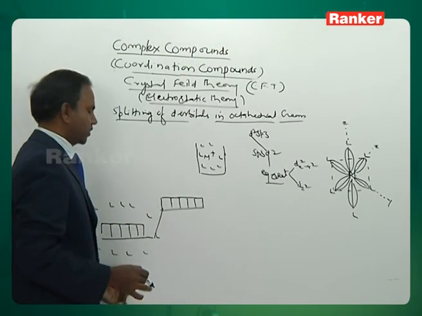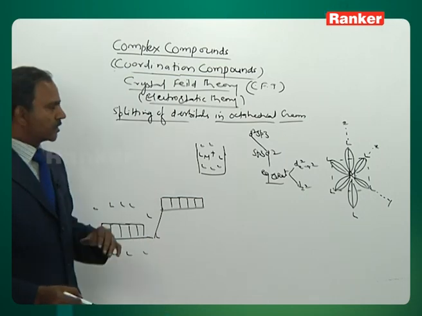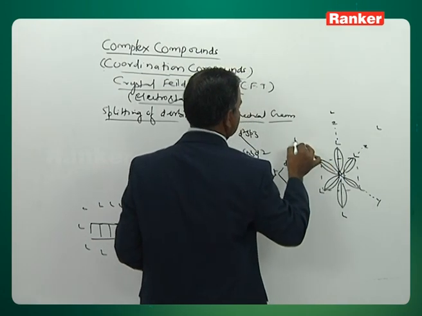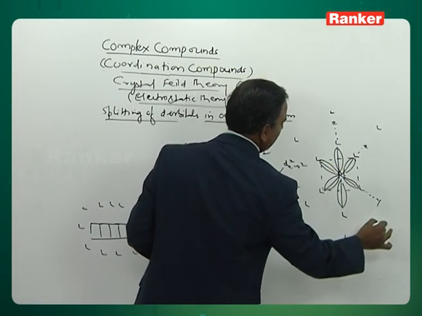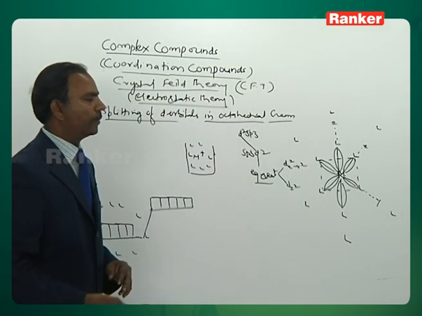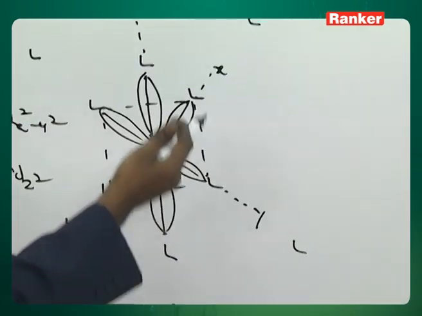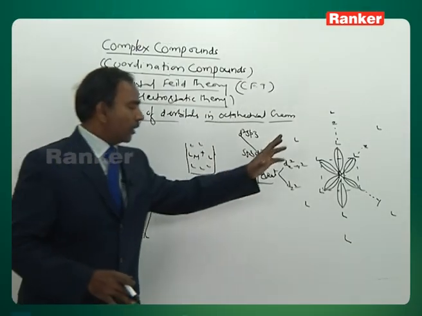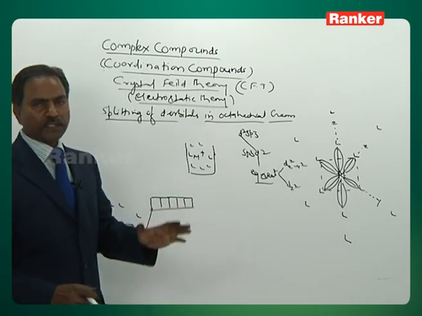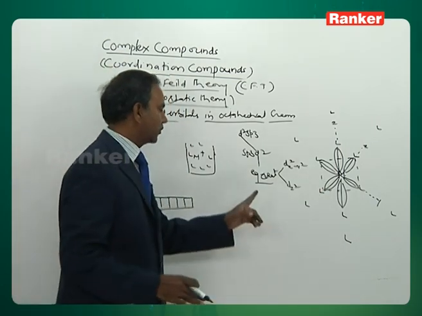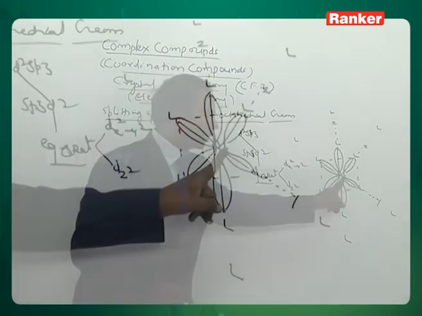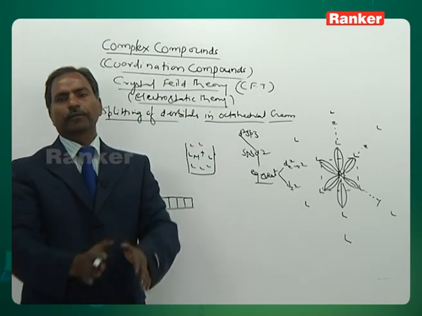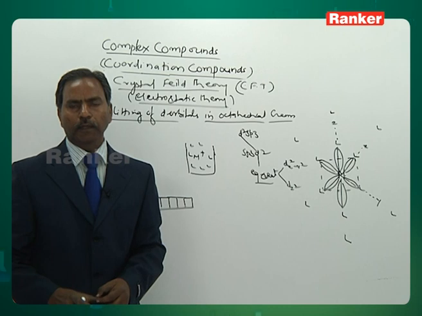This is the first step of the explanation. Now, in the second step, the ligands are approaching toward the metal ion along the x-axis, y-axis and z-axis in octahedral geometry. So, along x, y and z-axis, the ligands are approaching. The orbitals which are oriented along x, y and z-axis, what are the orbitals? See, the eg set of orbitals. This is the dx square minus y square orbital. This is the dz square orbital. Ligands are approaching the same along x, y and z-axis.